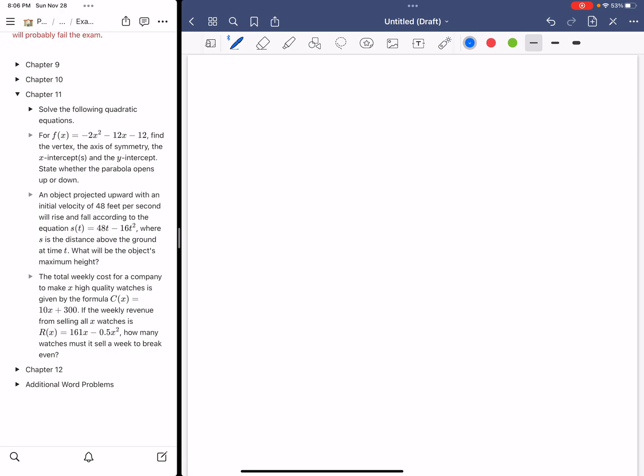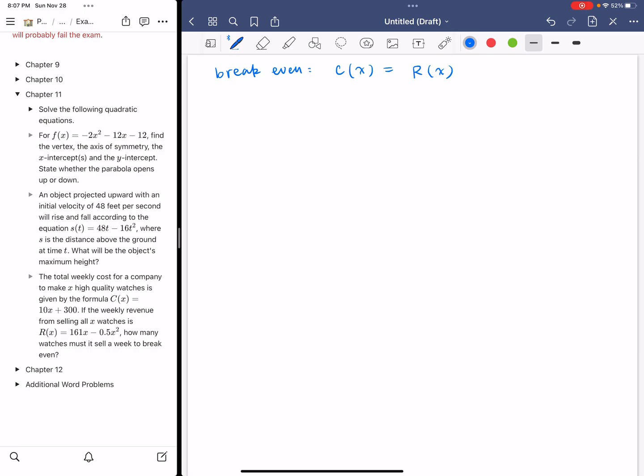First, you need to understand what C of X and R of X are. C of X is basically the cost to make or produce those watches, and R of X is all the revenue coming from selling all X watches. In order to break even, you want to make sure that the cost and the revenue are identical. Therefore, let's write it down. Break even, what does it mean? It means the cost C of X equals the revenue R of X. So we write it down like this, and that's going to help us determine the equation.